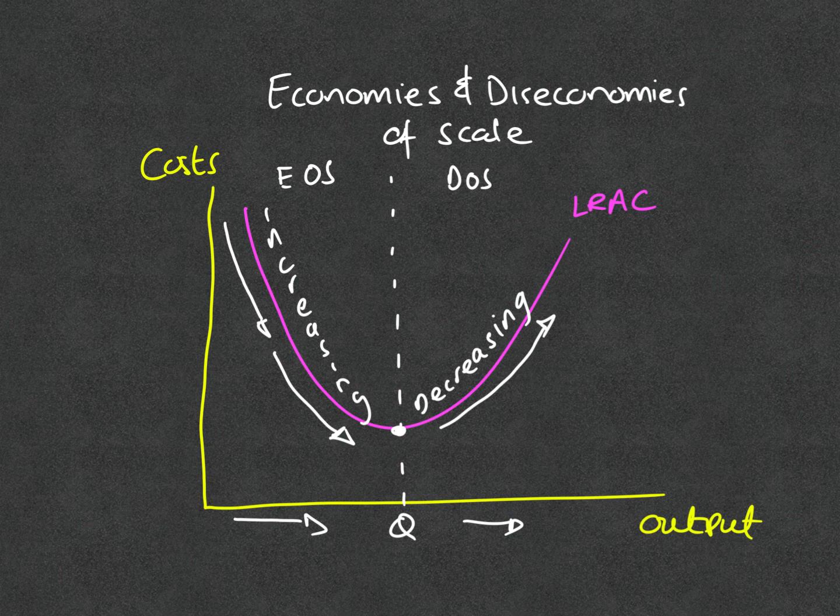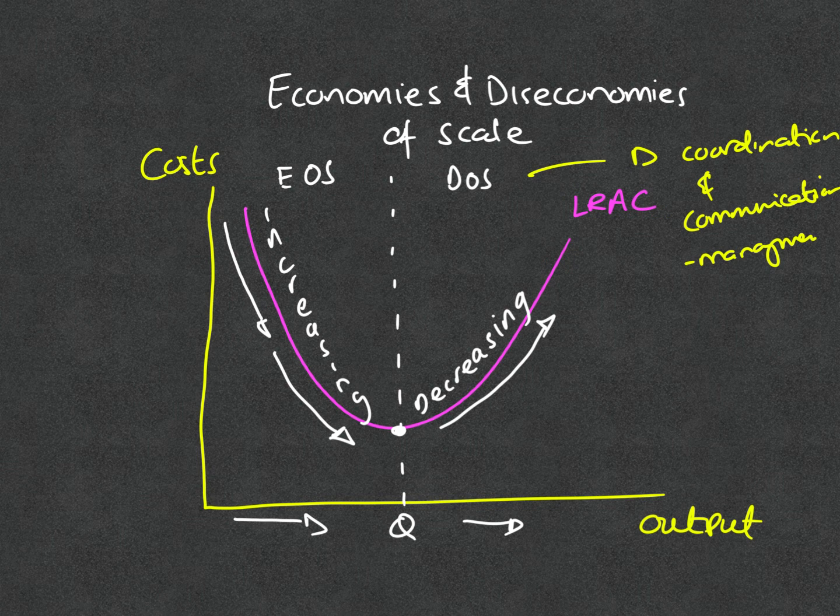Okay, so if we just note that down, for diseconomies of scale we're just saying that there are some coordination and communication issues, and there may also be some management issues, and these can cause diseconomies of scale. And for economies of scale, we mentioned bulk buying as an example.